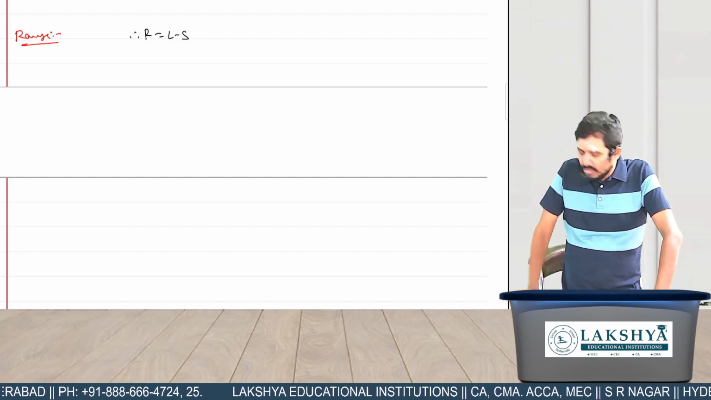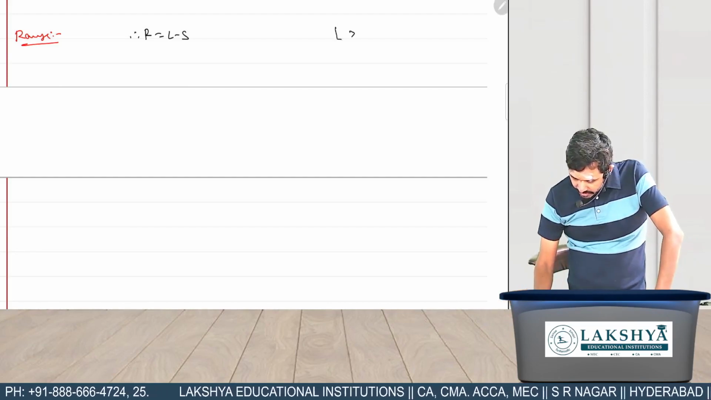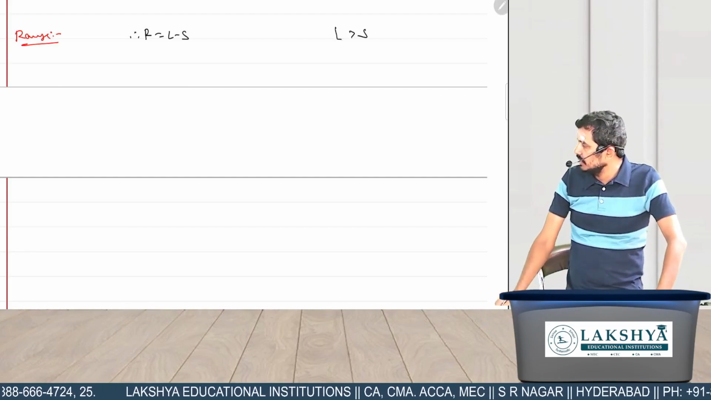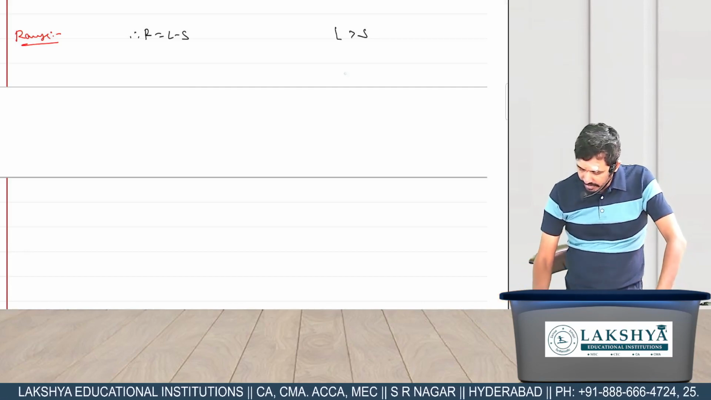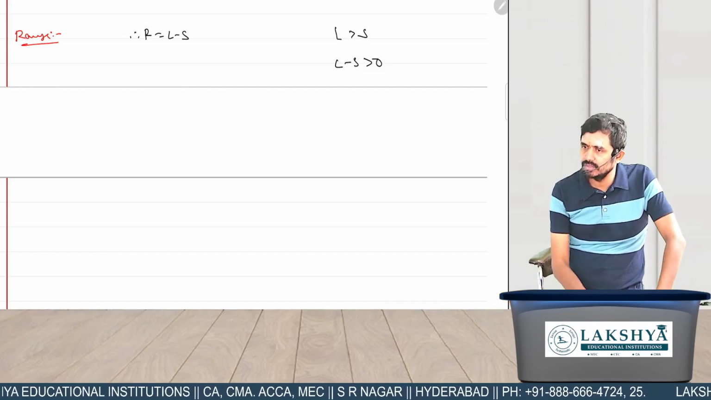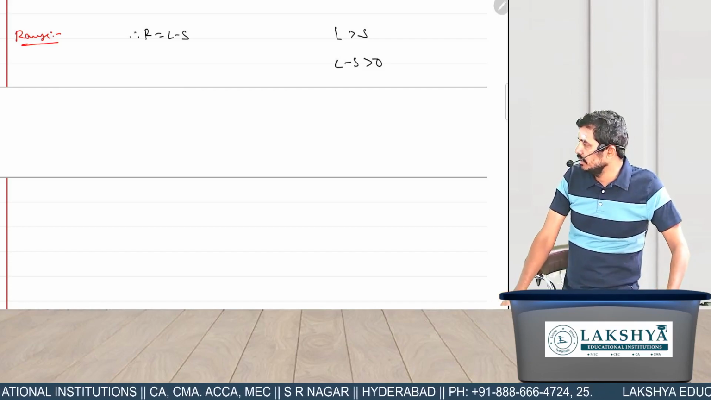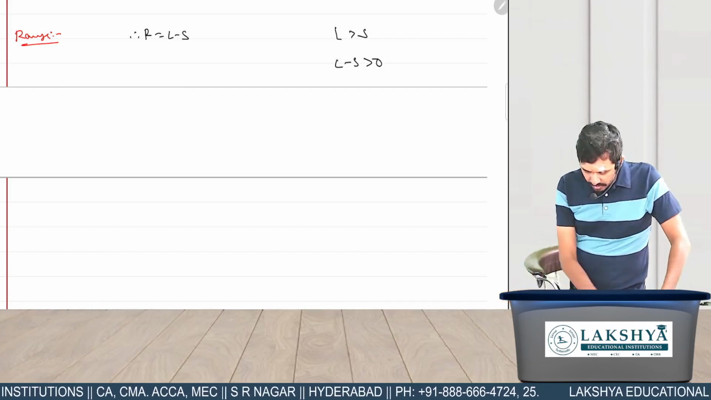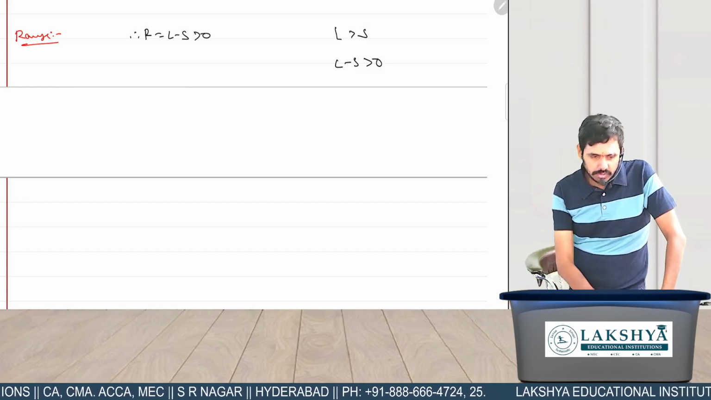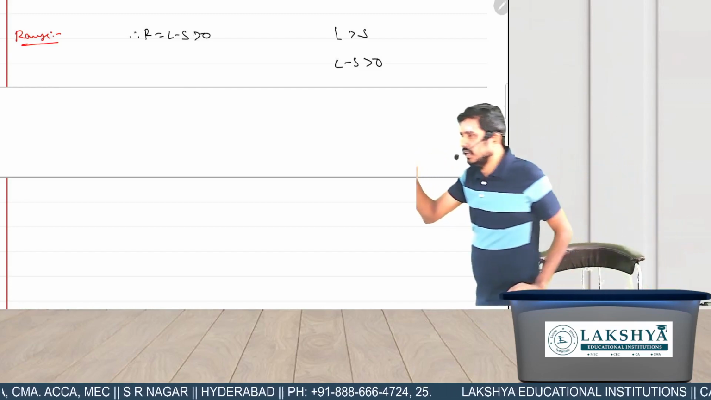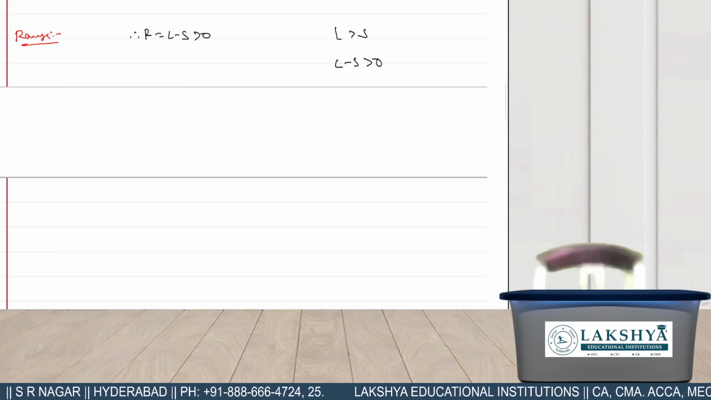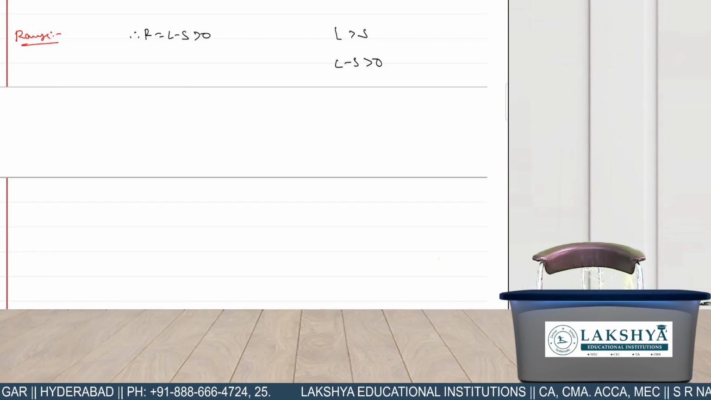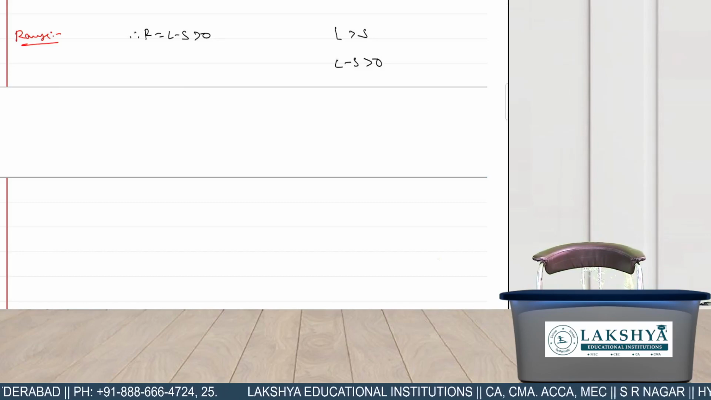The largest value is always greater than the smallest value, and that means L minus S is obviously greater than 0. The first point we say is that absolute measures of dispersion are always positive, and L minus S always gives a positive value. Even if all observations are negative, L minus S always gives positive. All of you understand the point?